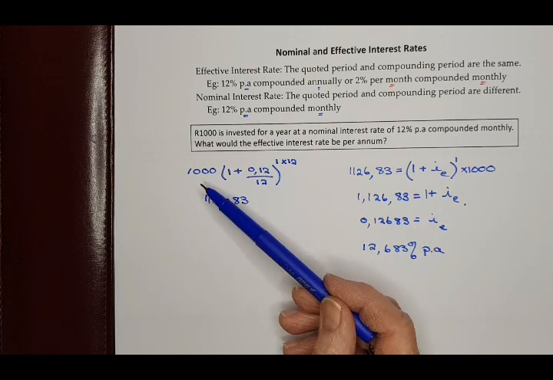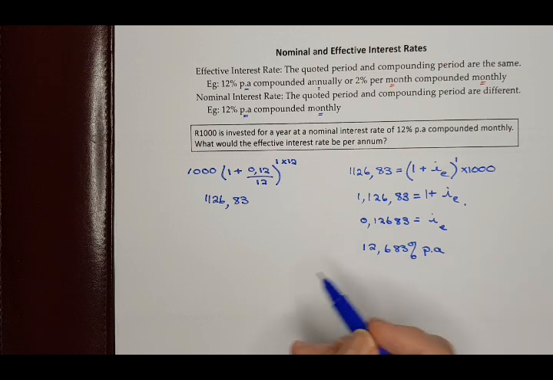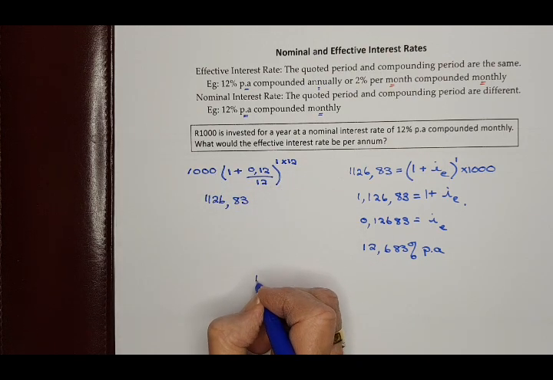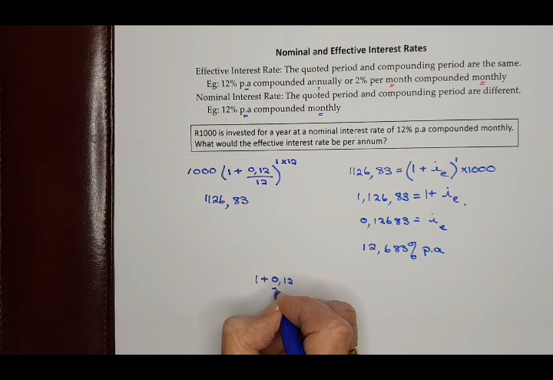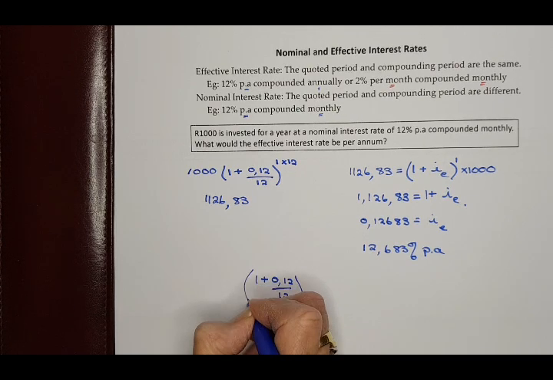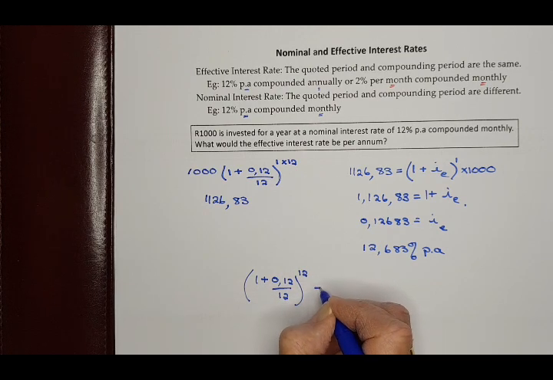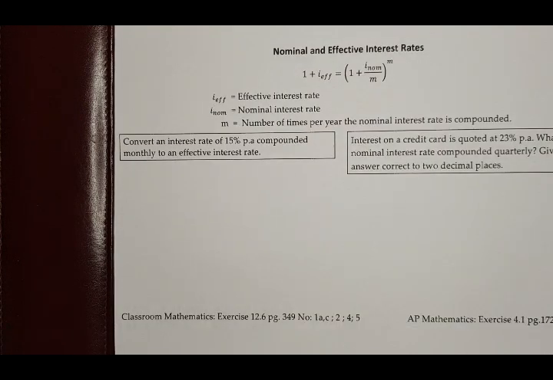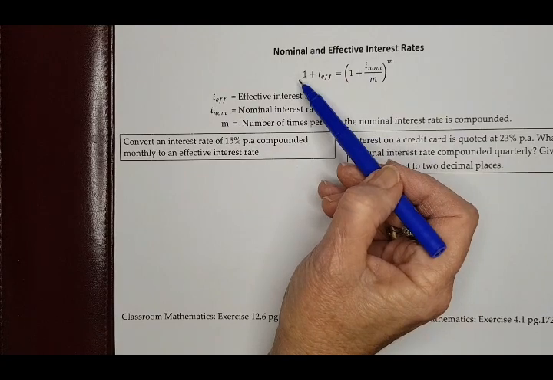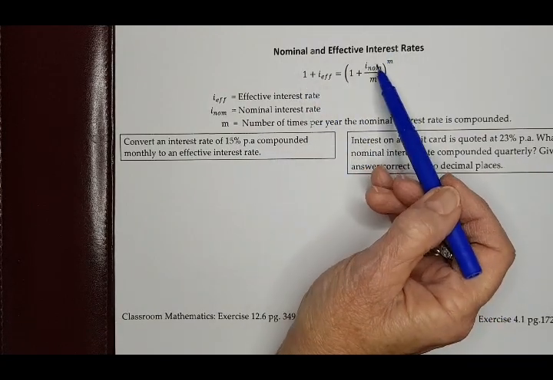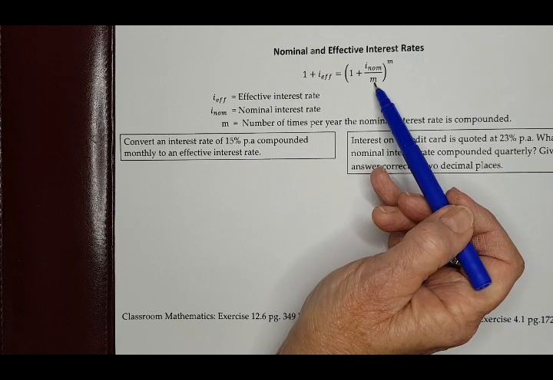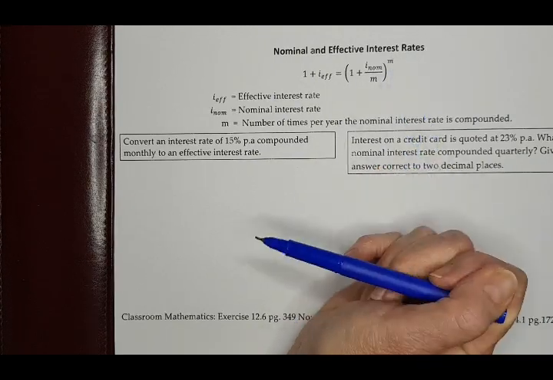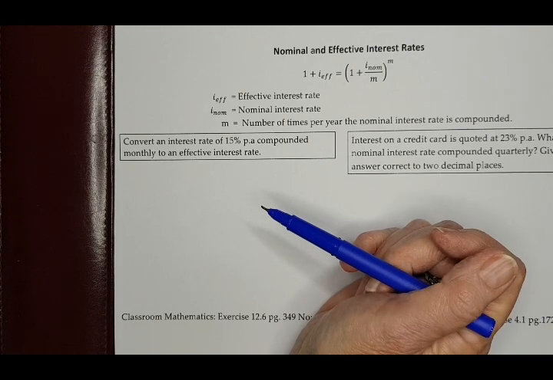Now you can see that it really doesn't matter what your initial investment is, because what I'm really saying here is that 1 plus 0,12 over 12 to the power of 12 is going to land up being equal to 1 plus my effective interest rate all raised to the power of 1. So that essentially gives us a formula that says 1 plus your effective interest rate equals 1 plus your nominal interest rate divided by your compounding period, raised to the power of whatever your compounding period is.